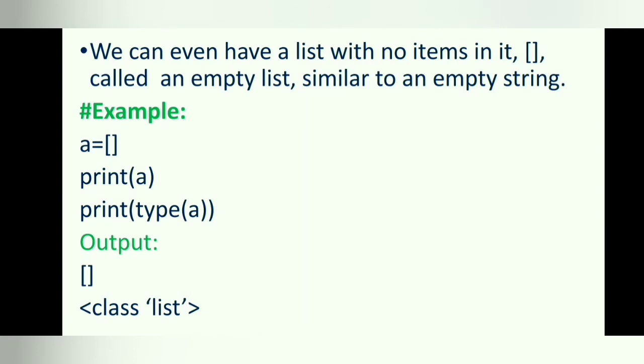Empty list. We can even have a list with no items in it, called an empty list, similar to an empty string. Example. In this example, an empty list is assigned to the variable a. The first print statement, print a, will display an empty list. The next print statement, print type a, will display the data type of the variable a, which is a list.